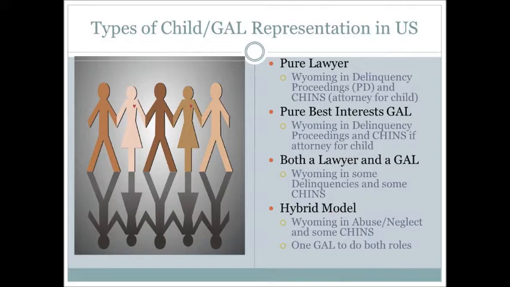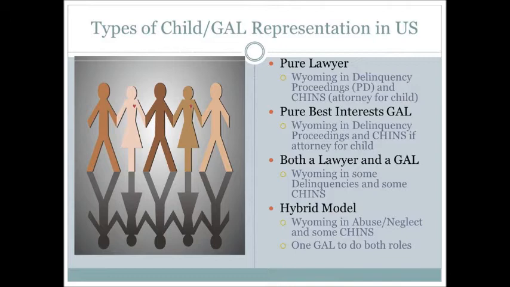The next is the pure best interest guardian ad litem. This is where the GAL is responsible for deciding what's in the best interest of the child and does not have to take into consideration what the child's wishes are. In delinquency and CHINS proceedings, if a GAL under my program is appointed and there's also a public defender or an attorney for the child in that case, the GAL through the GAL program will take on this pure best interest representation model.